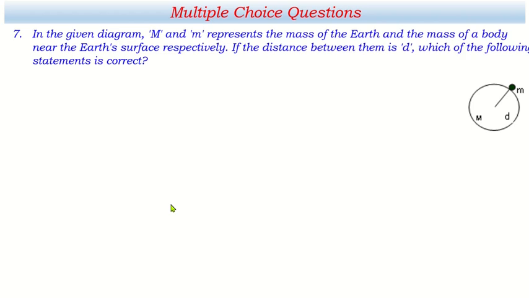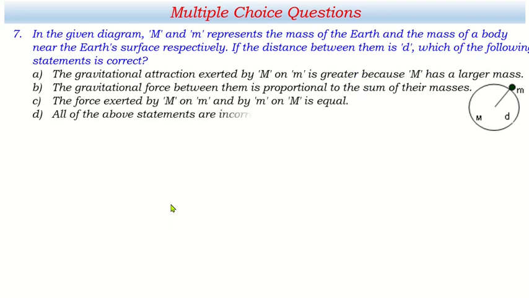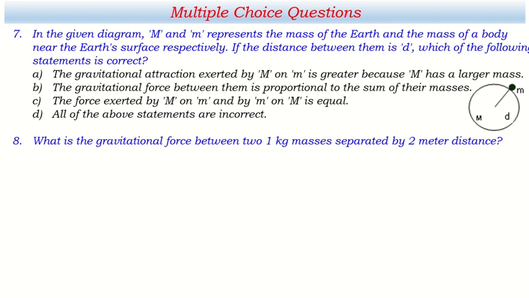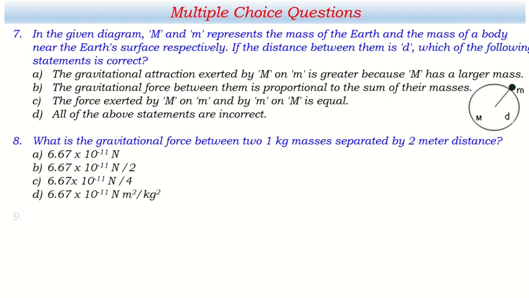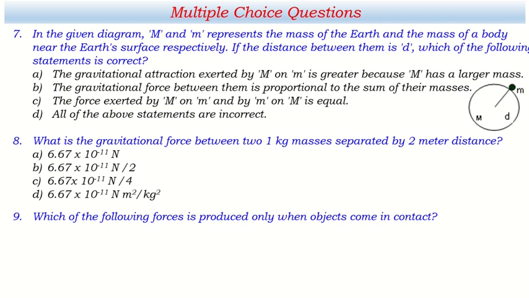Okay, let's have another set. Here we have the question. In the given diagram, capital M and small m represent the mass of the Earth and mass of the body near the Earth's surface respectively. If the distance between them is d, which of the following statements is correct? Here we have statements. What is the gravitational force between two 1 kg masses separated by 2 meter distance? These are the options. Okay, now another question. Which of the following forces is produced only when objects come in contact? When objects come in contact, which force exists between them?